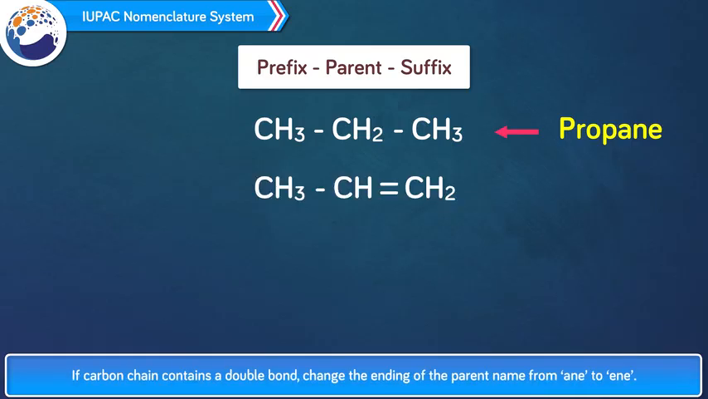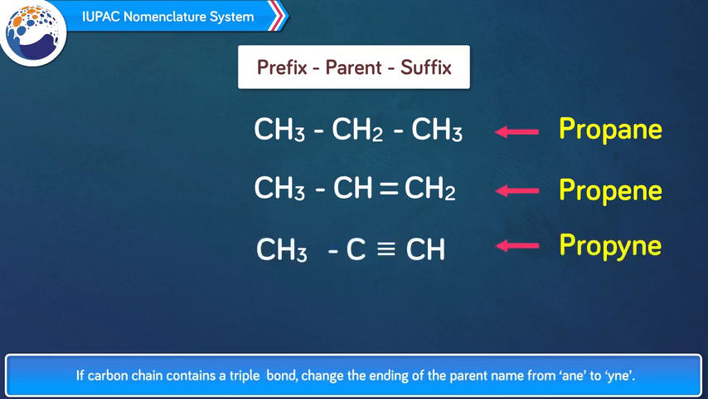If the carbon chain contains a double bond, change the ending of the parent name from -ane to -ene. If the carbon chain contains a triple bond, change the ending of the parent name from -ane to -yne. For example, if we replace the double bond by a triple bond and balance the hydrogen atoms, propene will be propyne.